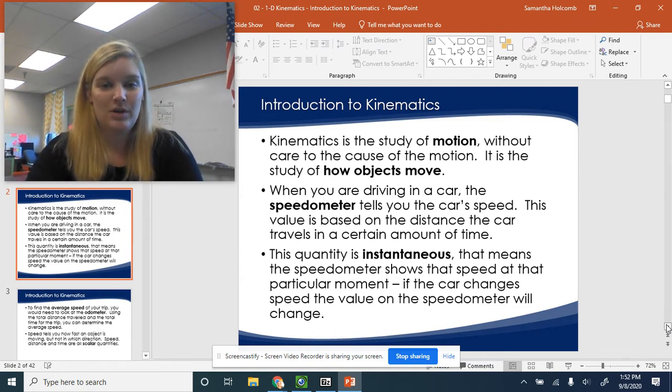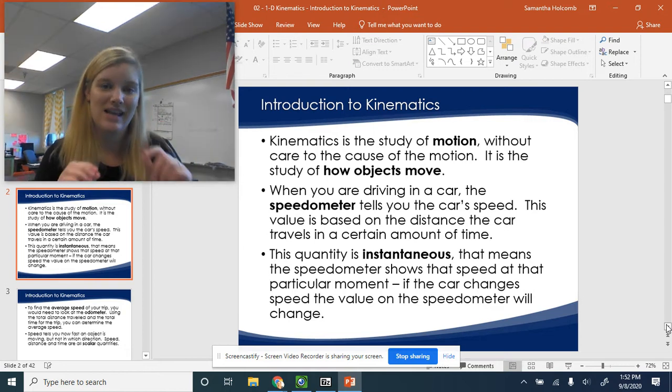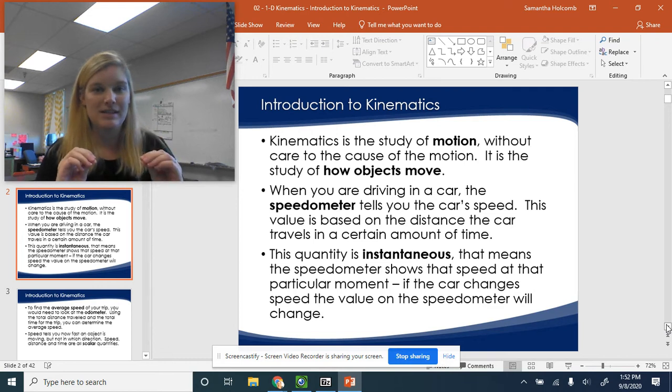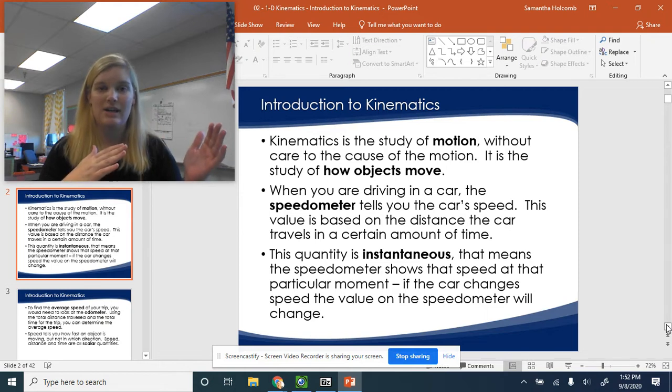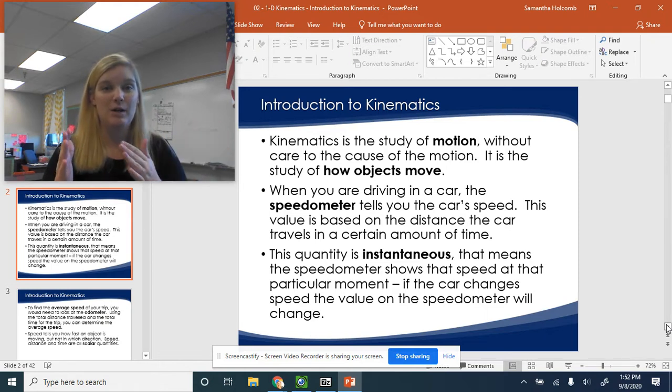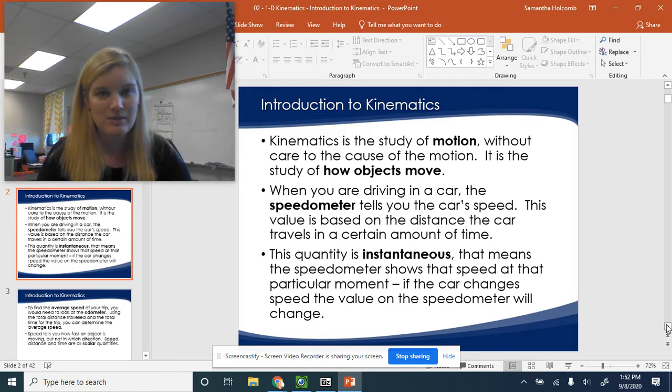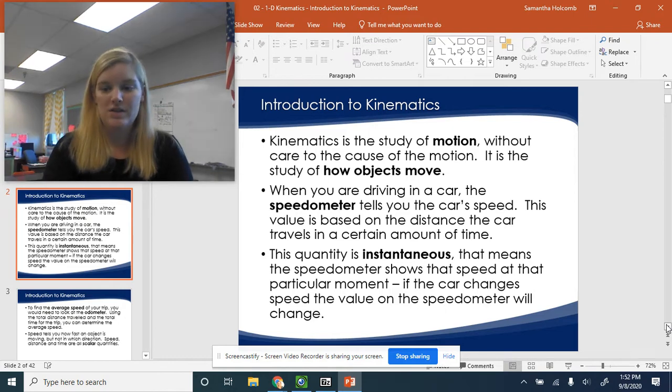And this number on your speedometer is going to be instantaneous. So that's showing you at that exact moment how fast you're going. It doesn't tell you if you're speeding up or slowing down. If you're going up a hill, then your speedometer at any given point in time is probably slowing down. As you're going down a hill, it's probably speeding up. But it's telling you at that exact moment that you looked at it, what your speed is.